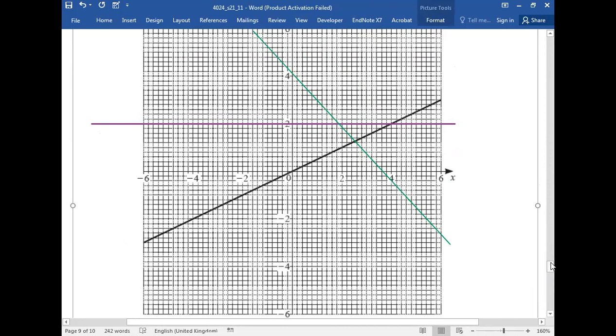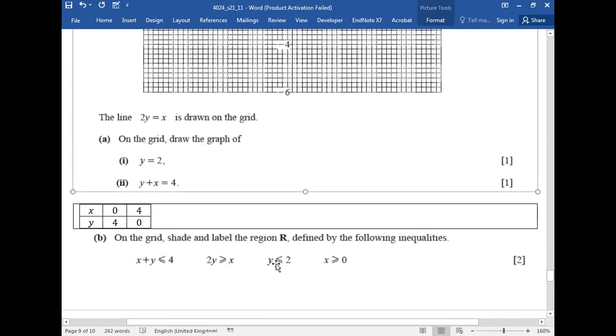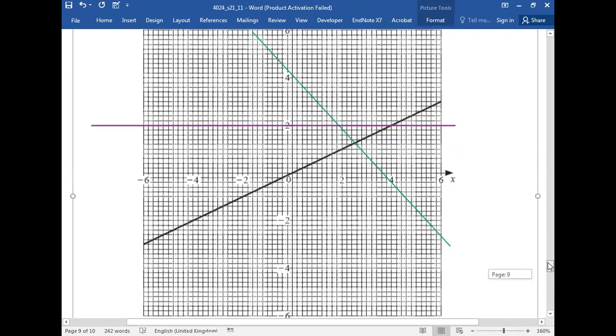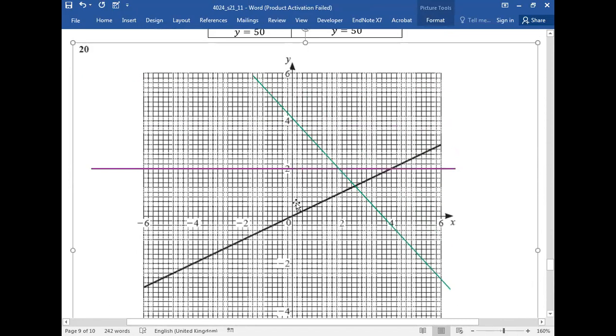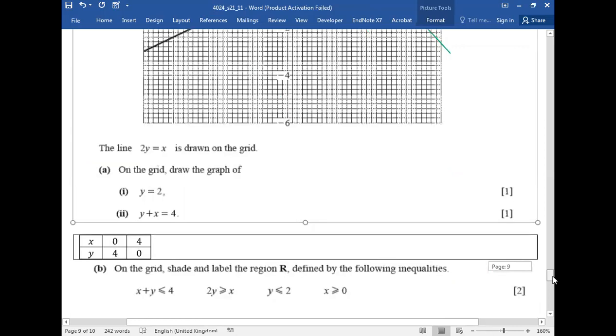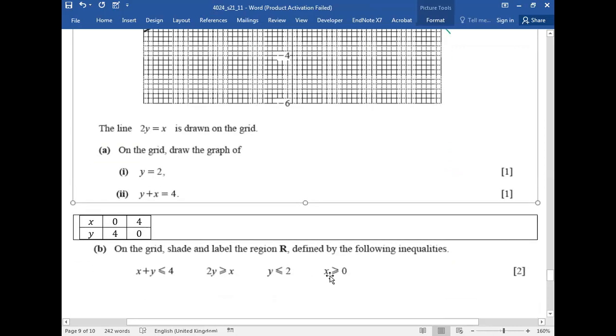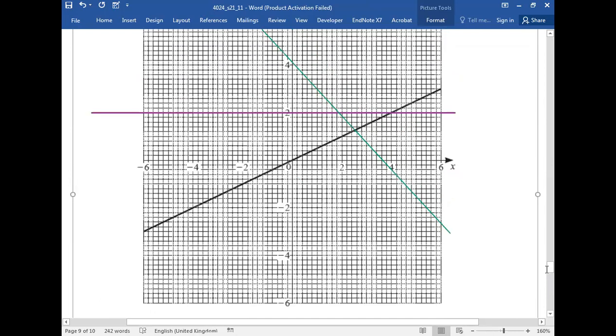Then the third one says y is less than or equal to 2. y is 2 or smaller than 2, so y will be below this purple line. Is that right? And the fourth one is saying x is greater than or equal to 0. X is equal to 0. Which line are we talking about? X is equal to 0.